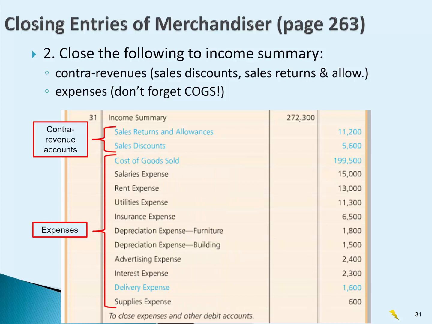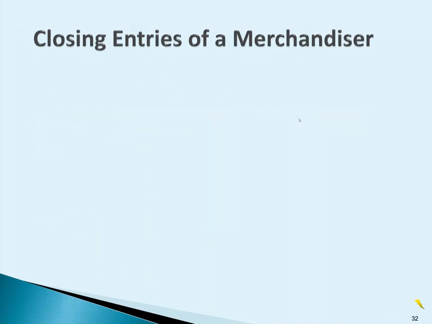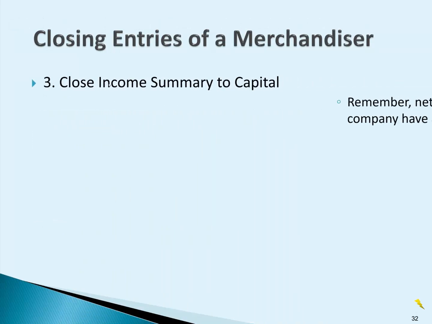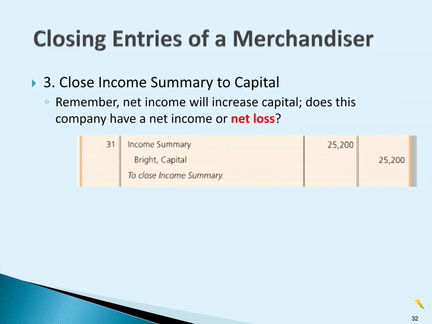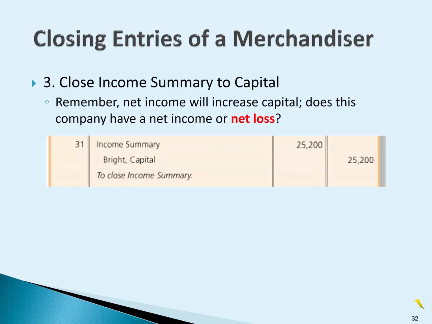So we've done step 1, R, close the revenue. Step 2, E, we close the expenses and the contra revenues. And then 3 is I, which means income summary. So we're closing income summary to capital. Remember, net income is going to increase capital, and net loss would decrease capital. So let's look at what is happening to capital in this closing entry. Capital is being credited. And when we credit capital, that means capital is going up.